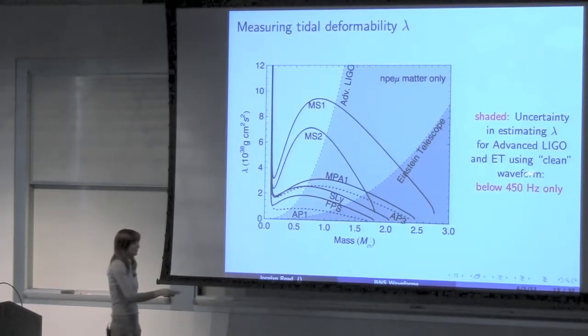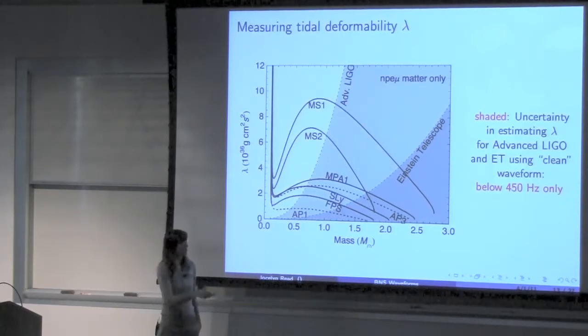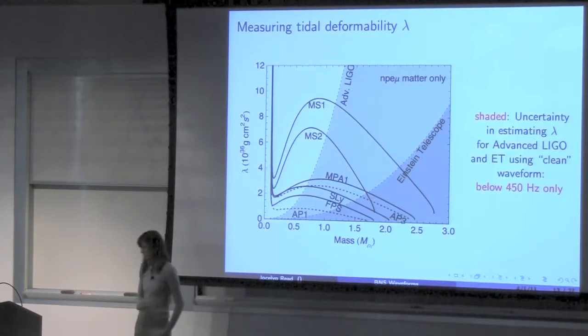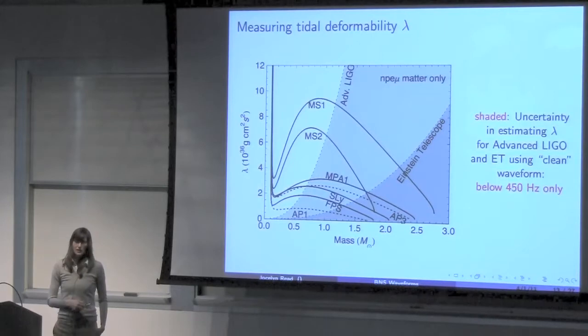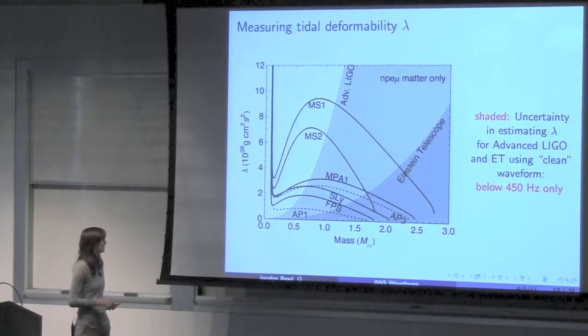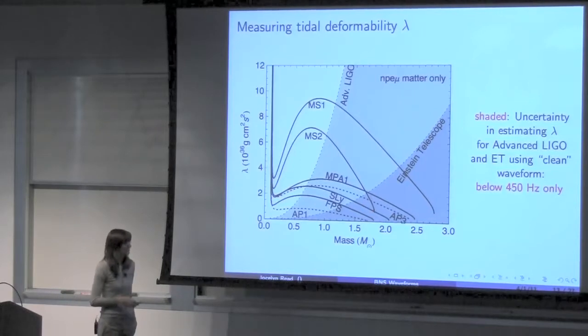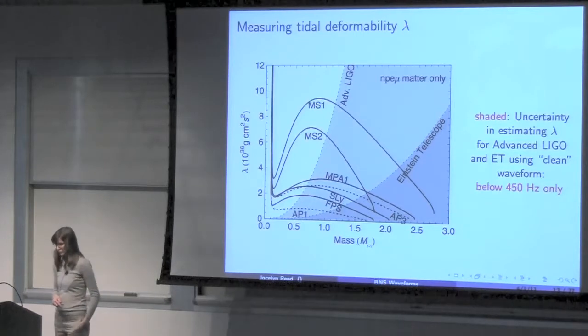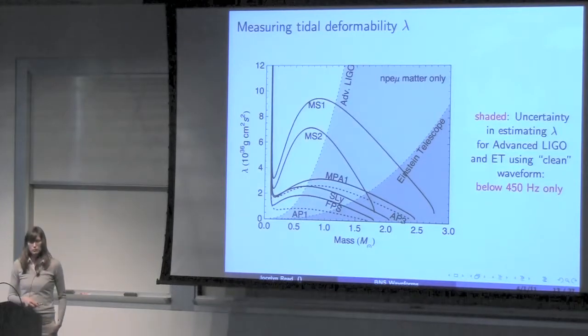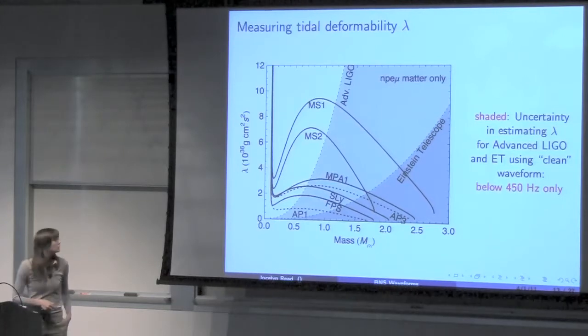One caveat, though, is we restrict ourselves to the portion of the waveform that's clean, where this is actually an accurate description. We expect it to be an accurate description of all the matter physics that's going to contribute to the phasing. So we restrict ourselves to below 450 hertz only, and that turns out to be a strong constraint in terms of translating this into something that actually makes a measurable difference on the signal.